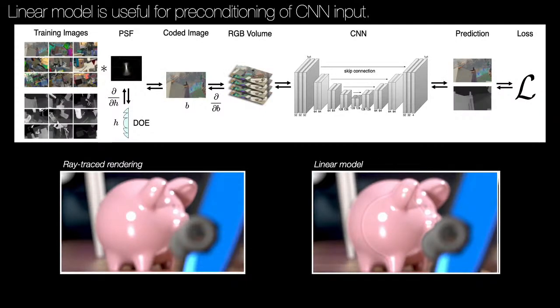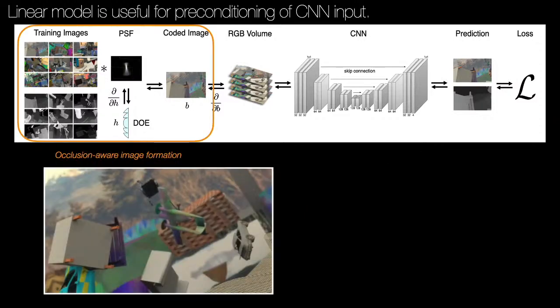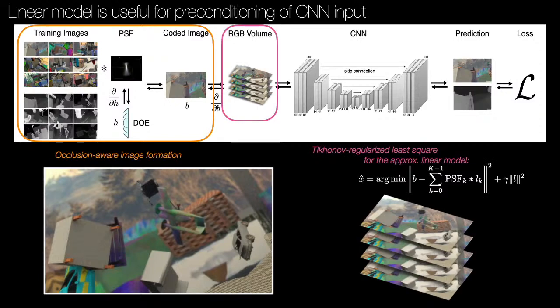So now, I'd like to talk about the preconditioning of the input to the CNN. The most naive input to CNN is a coded image, but we don't want to completely rely on CNN for the estimation. As I show here, the linear model is mostly correct, so we use this simple model to precondition the input. Basically, we consider the occlusion to simulate the coded image, but solve the linear least square problem to produce a volume which we use as an input to the CNN.